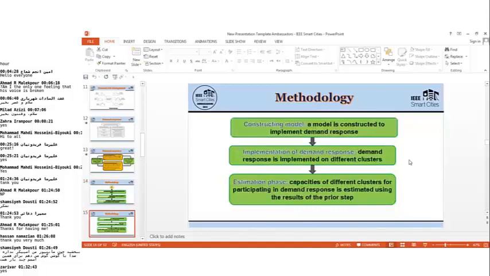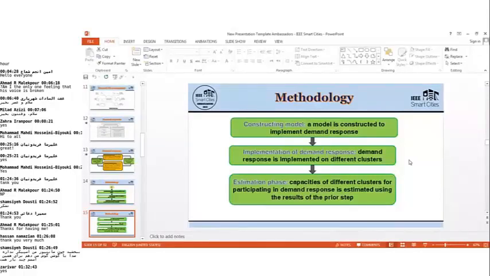Constructing the model. A model is constructed to implement demand response. For demand response, we need to select a model, and as I mentioned before, we have some different types for implementing demand response. One of them is selective. In the next step, demand response is implemented on different clusters, as I mentioned.